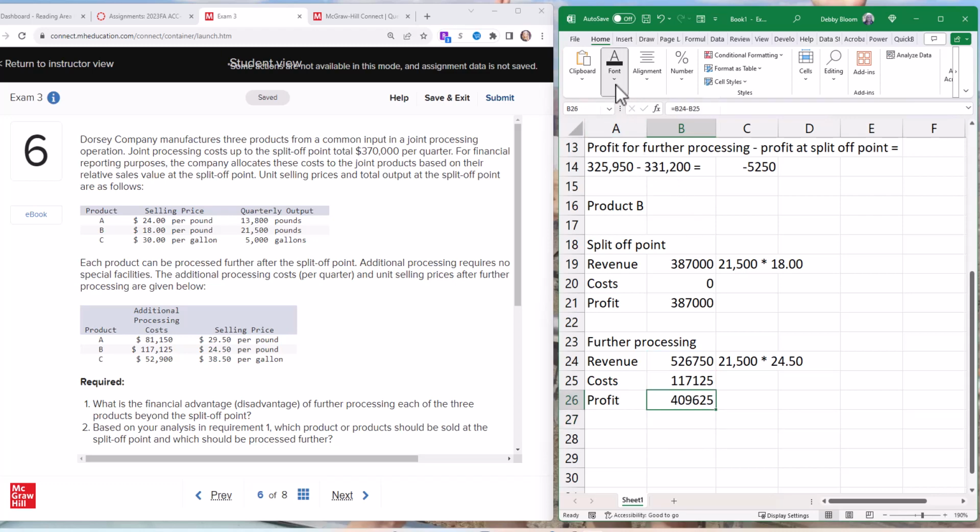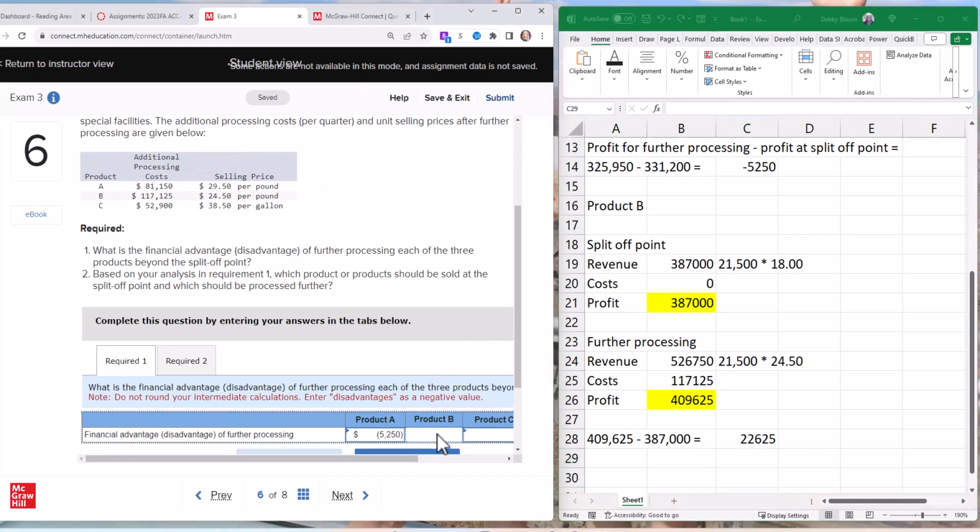So once again, we're going to compare these two numbers, the profit from further processing and the profit at the split-off point, and we find that we have better profit at the further processing, so that's what we decide to do. So we're going to do the same thing. We're going to take the 409,625, subtract 387,000, and that is the benefit from doing further processing. $22,625 advantage.